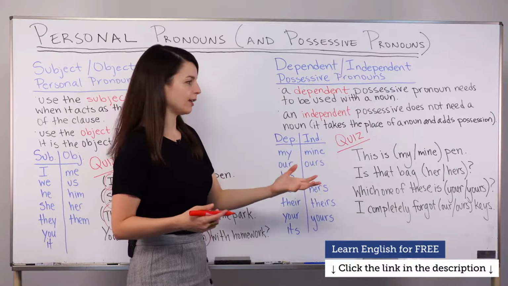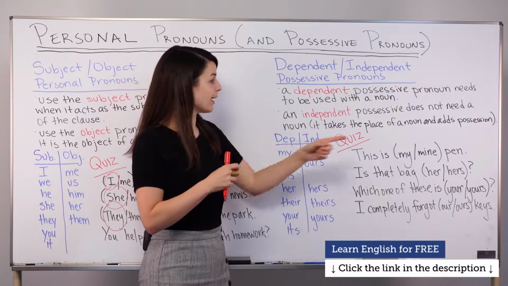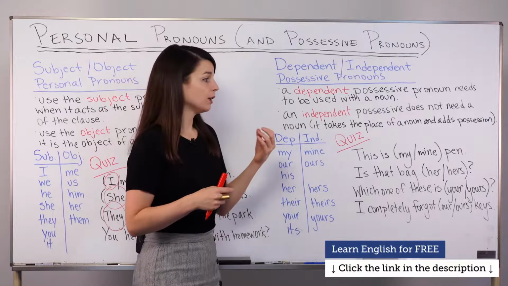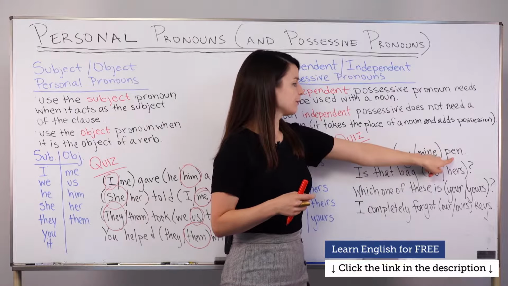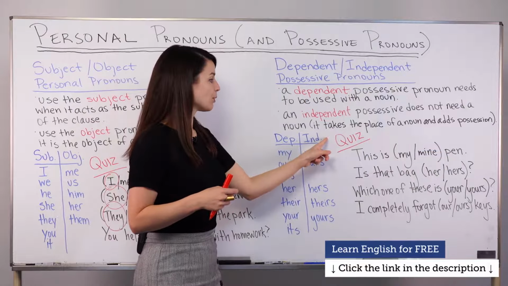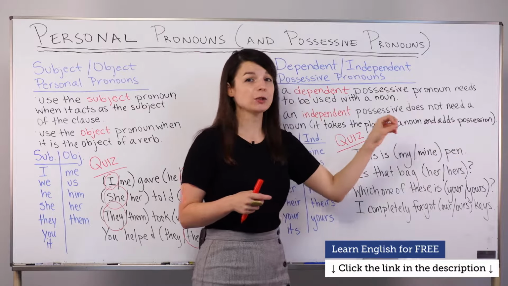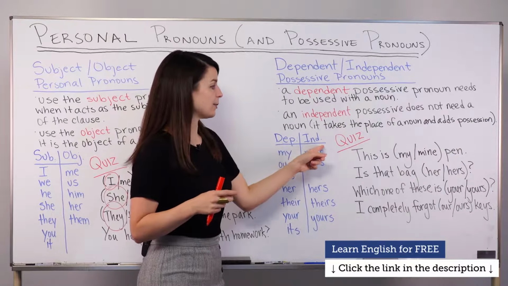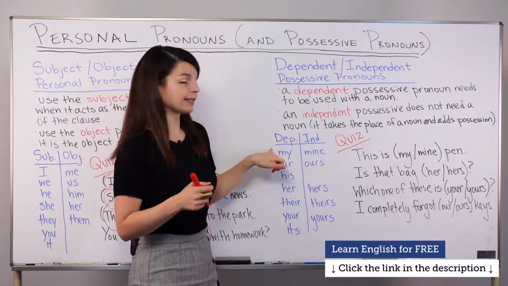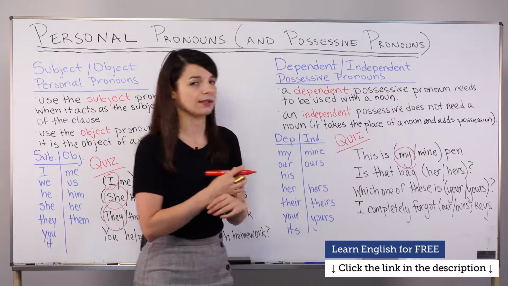So how do we decide here? We know that independent pronouns take the place of a noun, like we talked about here. They take the place of a noun and they add possession. So we see a noun here, pen. Pen is my noun. So I know that an independent pronoun should not be used here because I see the noun. I can't use the noun together with the independent pronoun like this, just before the noun. So I know that it has to be the dependent one. So this is my pen, not this is mine pen.